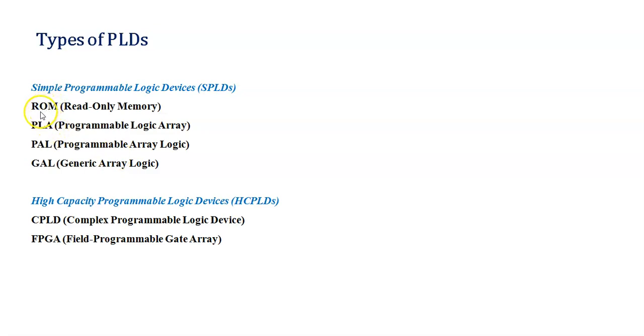So first is ROM, read-only memory. Second is PLA, programmable logic array. Third is PAL, programmable array logic. Fourth is GAL, generic array logic.